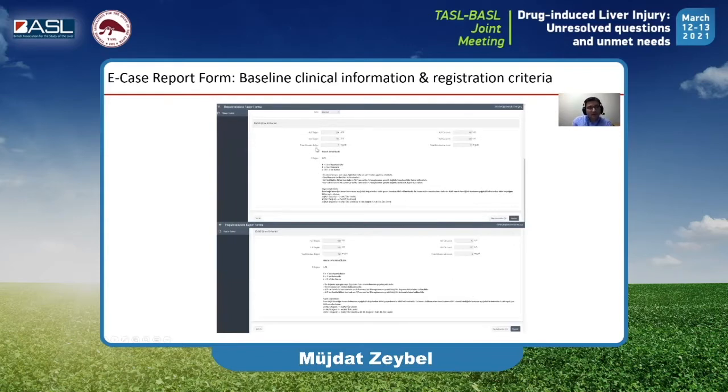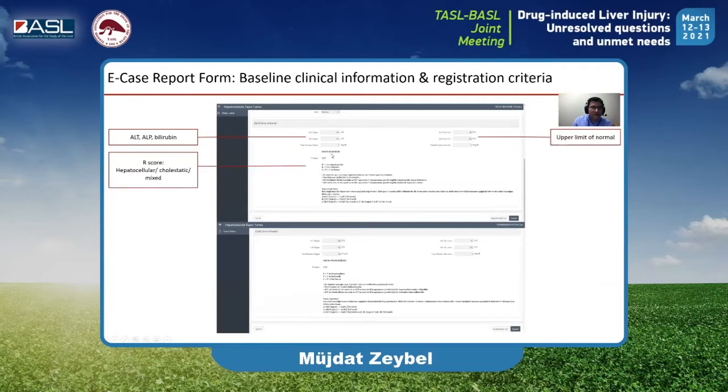When you go to the electronic case report form, you find baseline demographics first: age, gender, and other things. Afterwards, on the first page, you are asked to provide LFTs and your local upper limit of normal according to your local laboratory. And our score is calculated automatically. Is it hepatocellular, cholestatic, or mixed type?